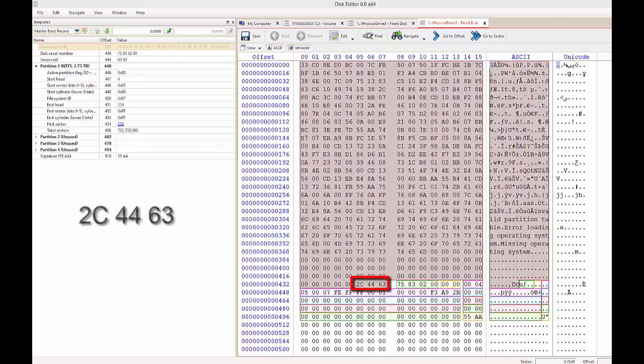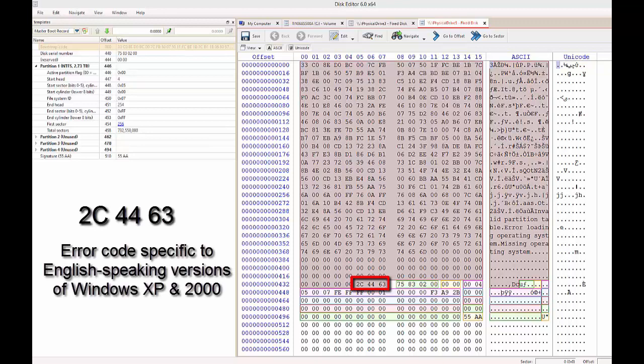These are 2C, 44, and 63 in hex. The significance of these three bytes is that they represent an error code that is specific to English-speaking versions of Windows XP and 2000.